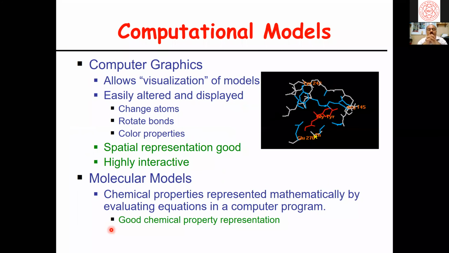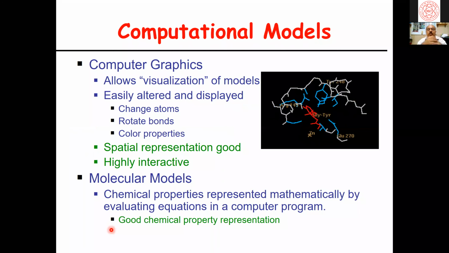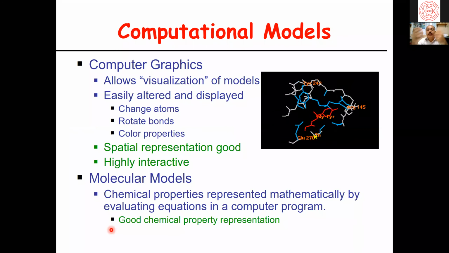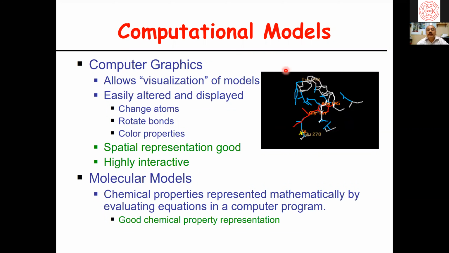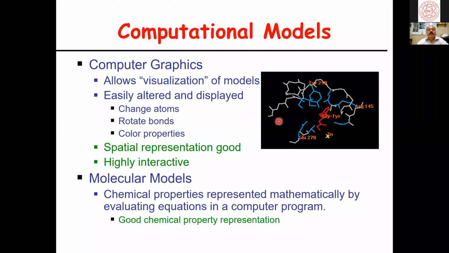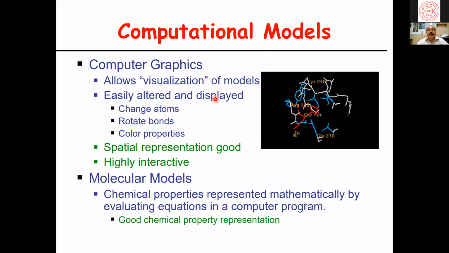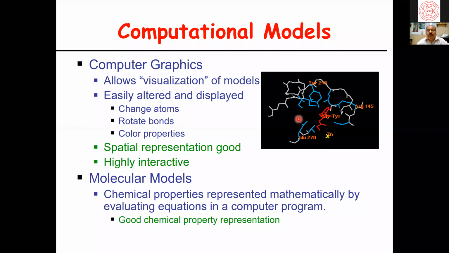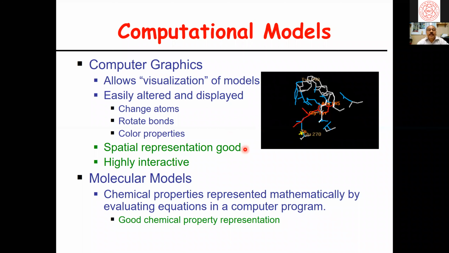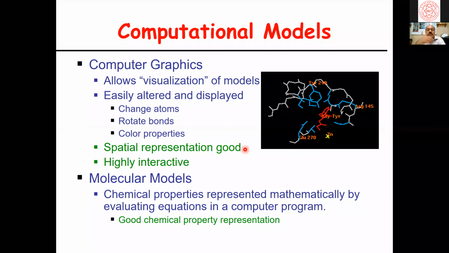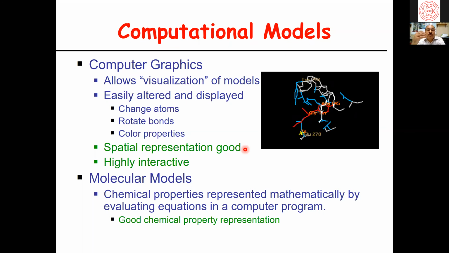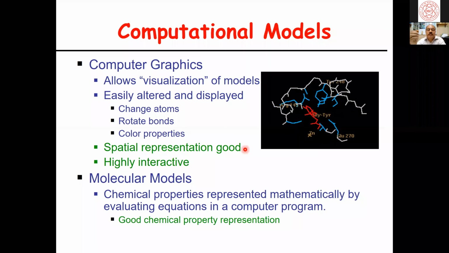So the computation models, the calculations, are done by taking into consideration various parameters, and the computer graphics allow you to visualize these models. So once you have a model in place, you can really alter the display. You can change atoms, bonds, color properties of the molecules that you have made. So we see that the spatial representation has definitely improved as compared to the models that we used to work with earlier, using physical models or plastic models.